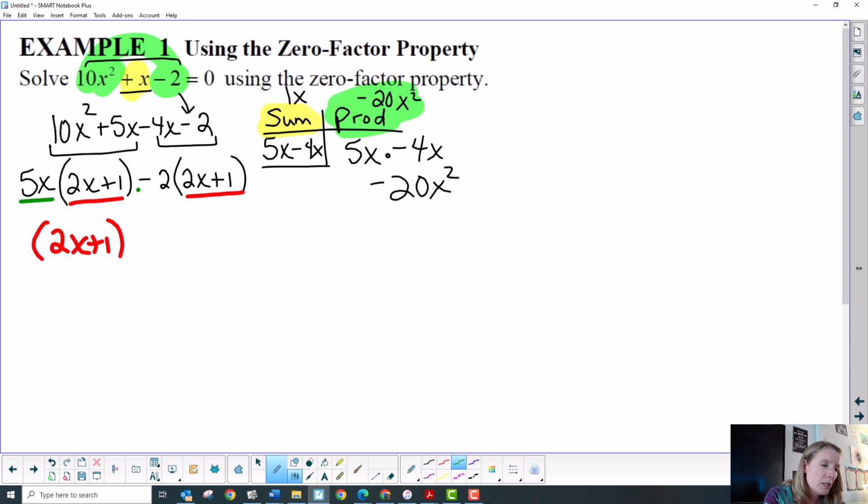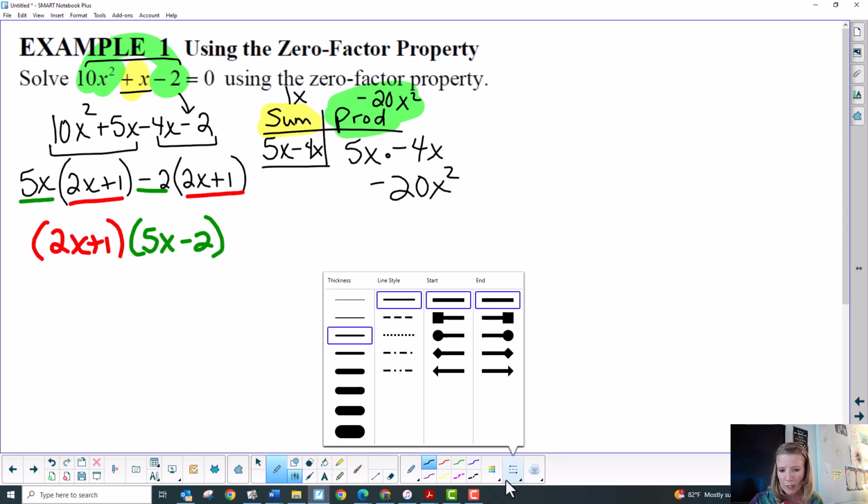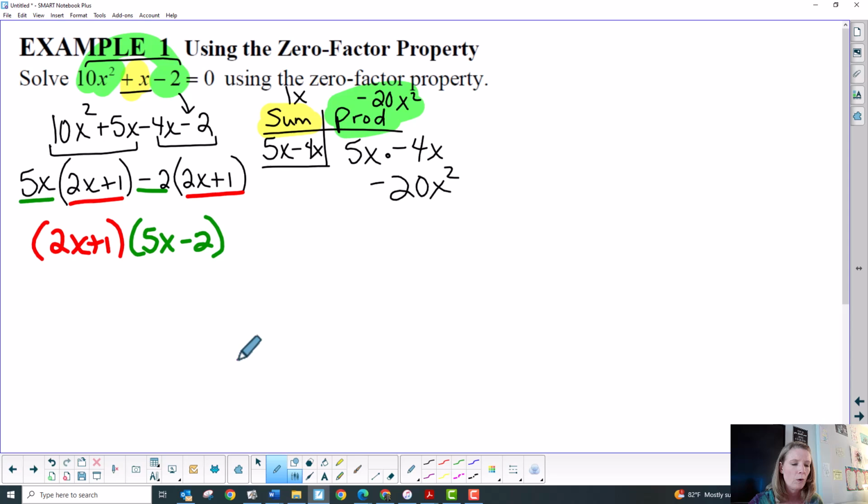And then whatever's left goes into the other parentheses. So that's factoring. If that is something that is not familiar to you, let me know, or you don't even have to let me know, just go watch the supplemental video on factoring.